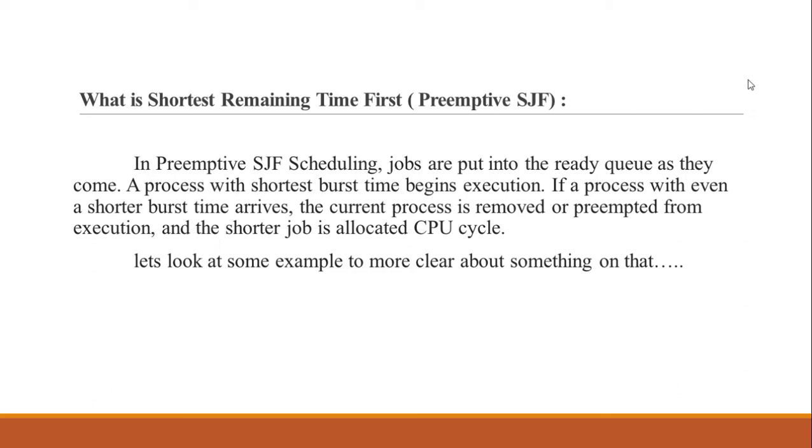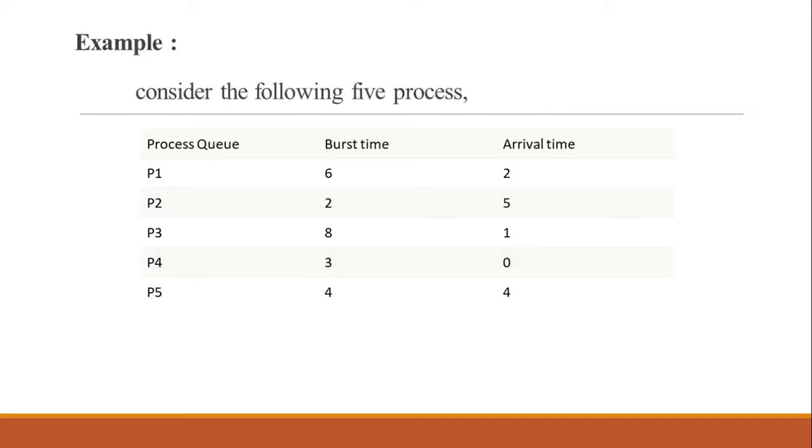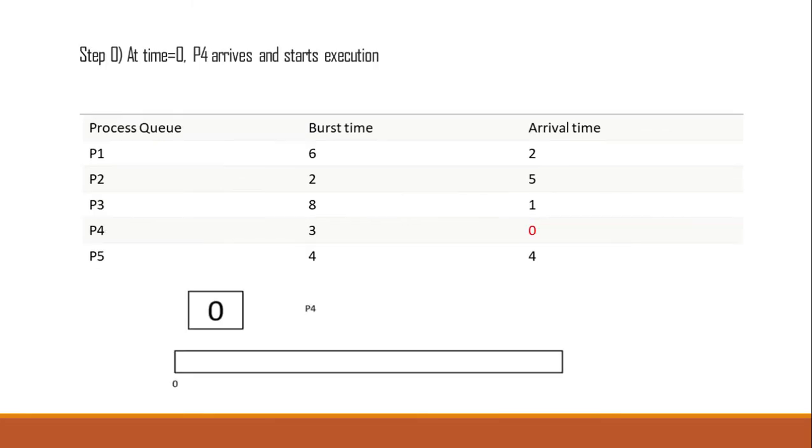We look at this example to make it clearer. Consider the following five processes, P1 to P5. Burst time for P1 is 6 and arrival time 2, P2 burst time 2, arrival time 5, P3 burst time 8, arrival time 1, P4 burst time 3, arrival time 0, P5 burst time 4, arrival time 4. Here, at arrival time 0, P4 enters the environment and is allocated the CPU for 1 unit of time.